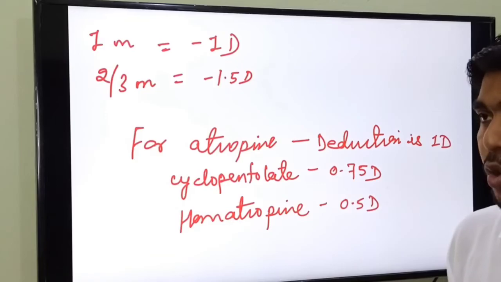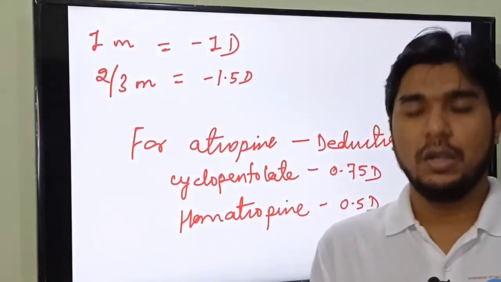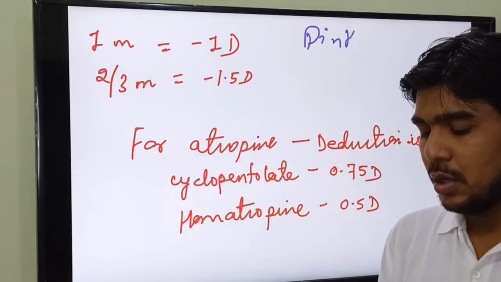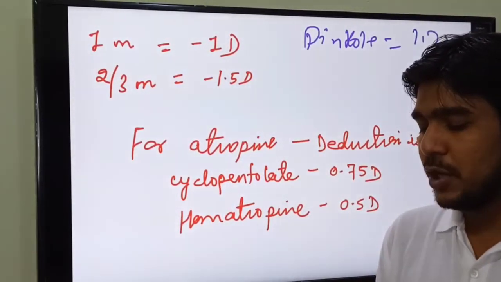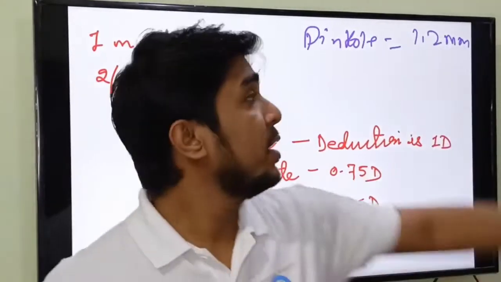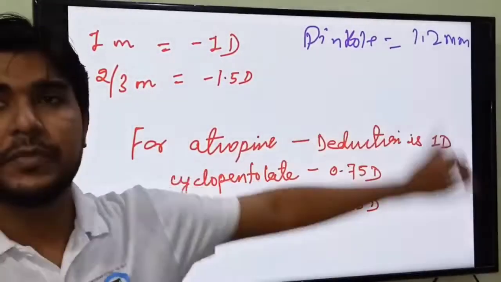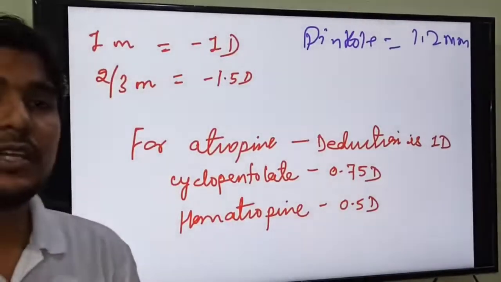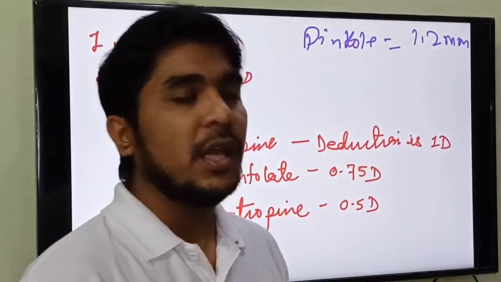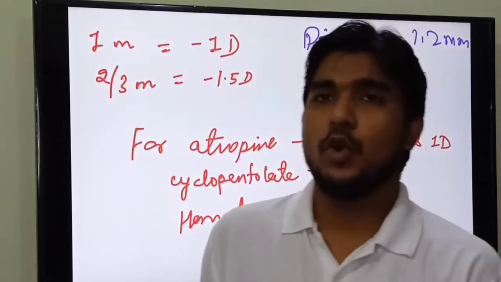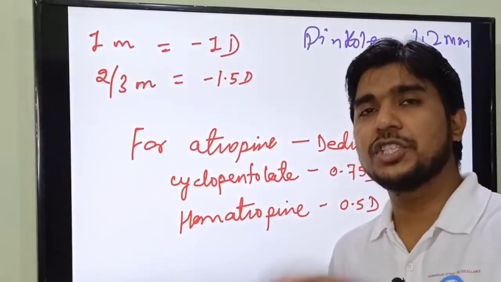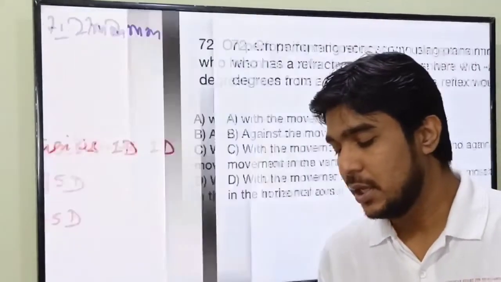Now, what is the diameter of the pinhole? Let me tell you one thing: the pinhole diameter is 1.2 millimeter. This is very important to understand. What retinoscope are you using? It is a self-illuminated retinoscope, so you have to understand this fact. Let me jump on to another question where you will understand this better.